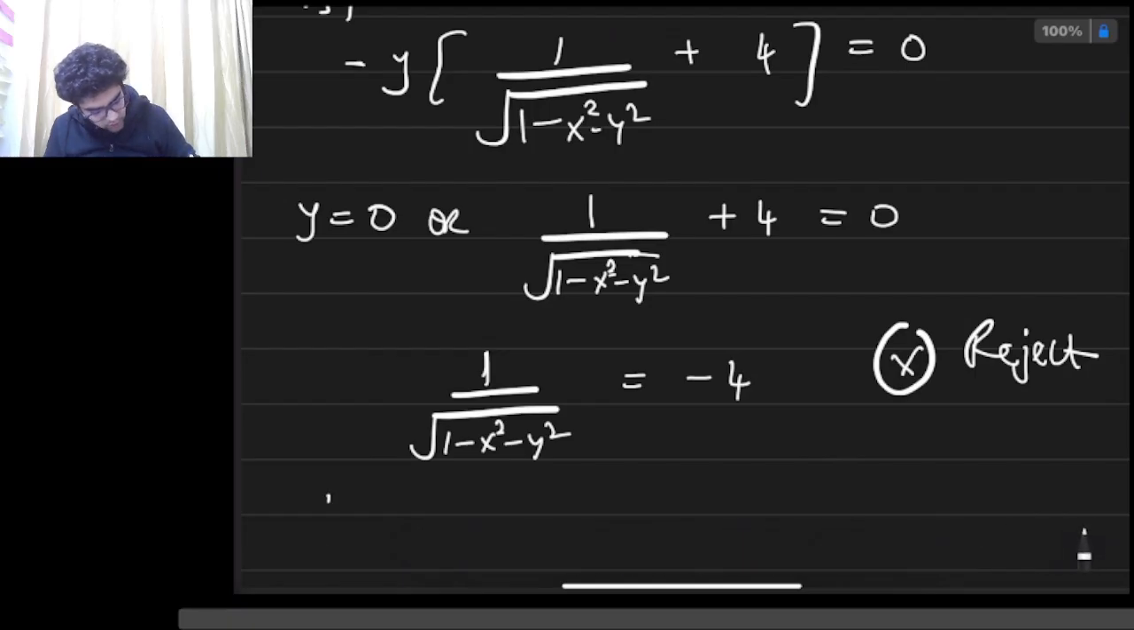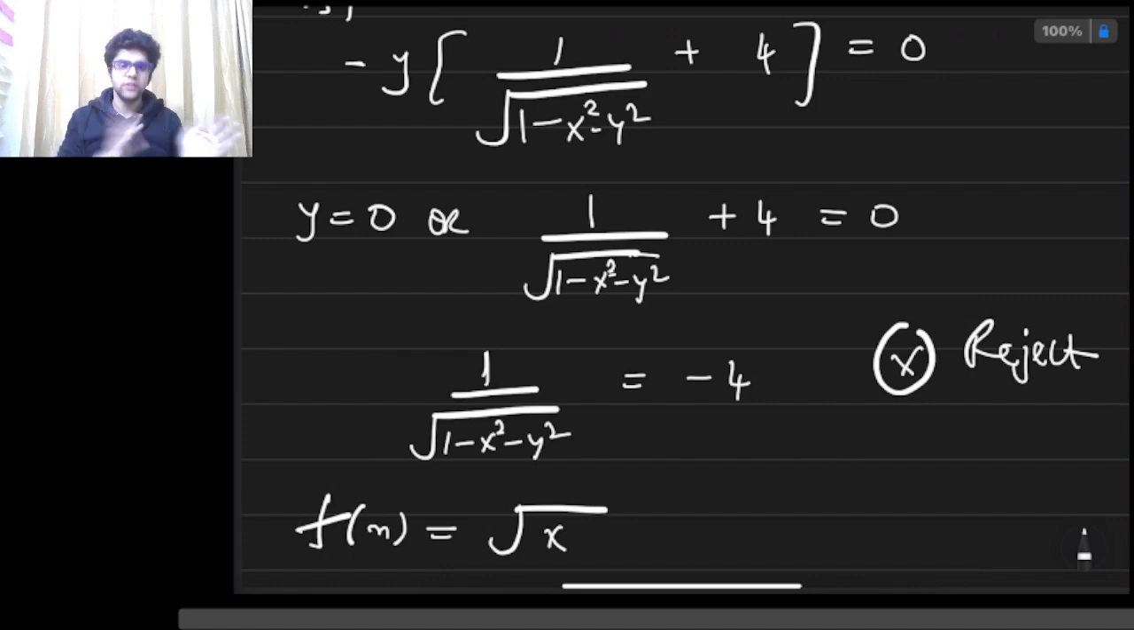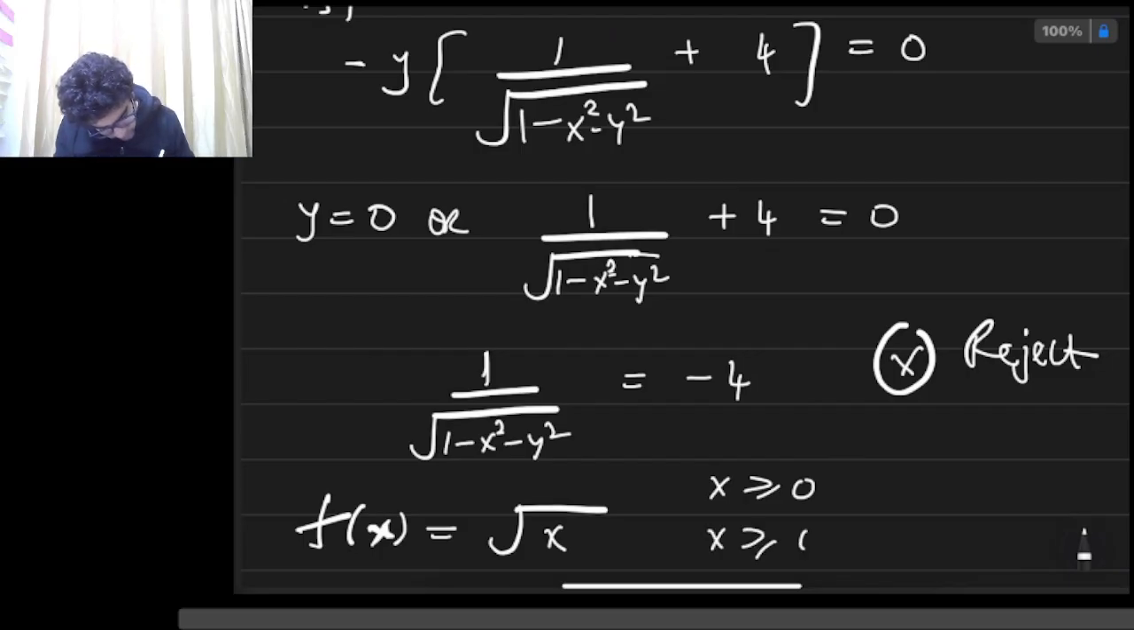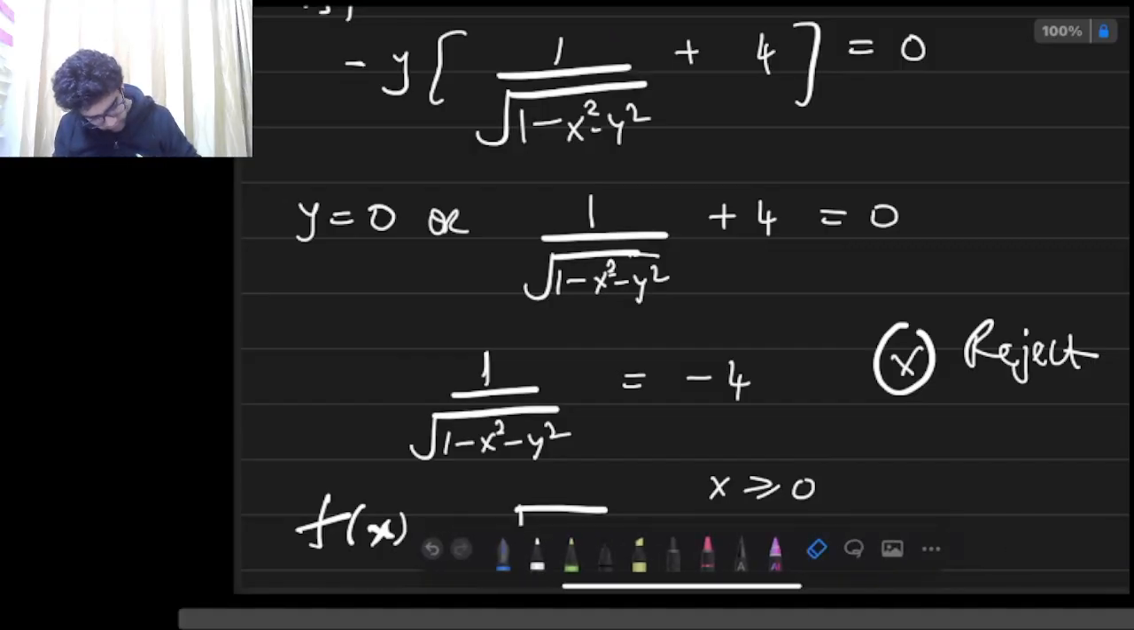if I just define a function f(x) equal to root x, the domain of this function is basically x greater than or equal to 0. And what is the range? The range is, wait a minute, the range is f(x) greater than or equal to 0.